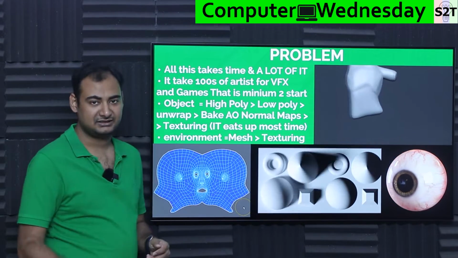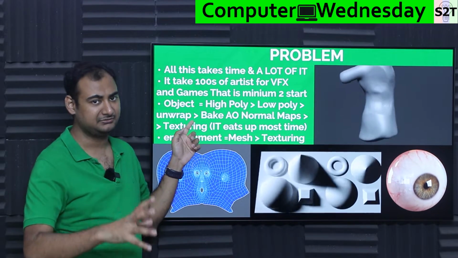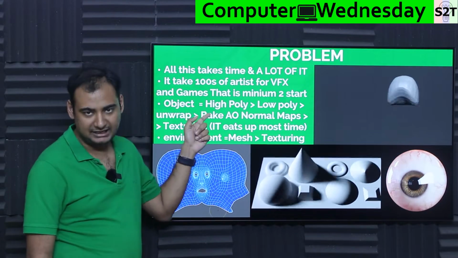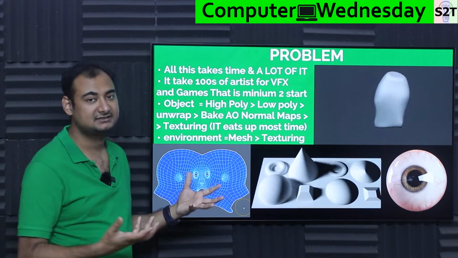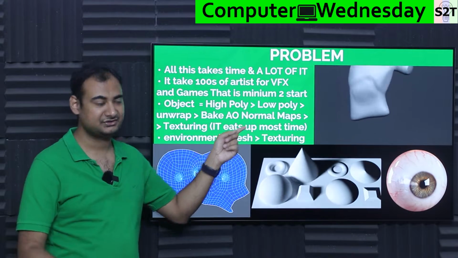So what's the pipeline? The pipeline in games specifically is object-based. You make whatever object, okay, I'm gonna make this pew pew. So you make a high poly. High poly will help you finalize the design, the concept, everything. Then you make a low poly that actually goes into your game engine.